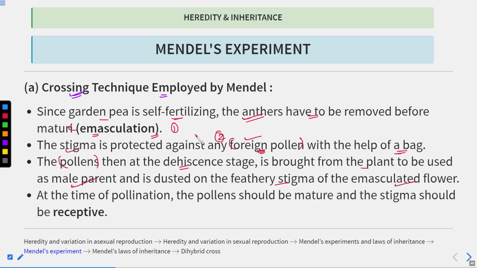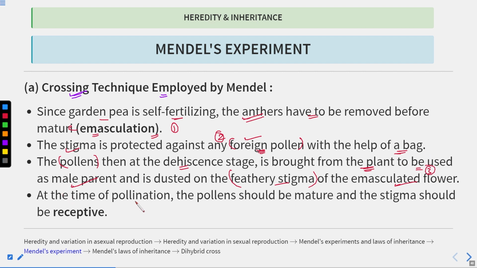Now in the third stage, what was done? The pollen from the plant that we have selected is dusted on the stigma, which is feathery. So you can say feathery stigma of the emasculated flower. So this is the third step.